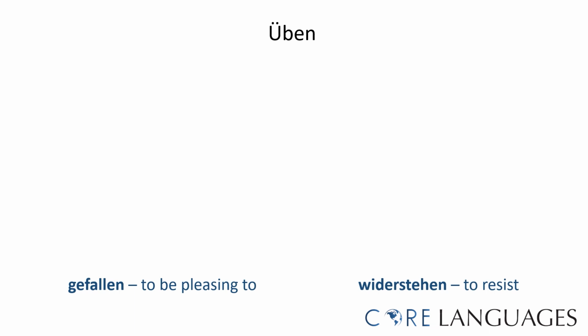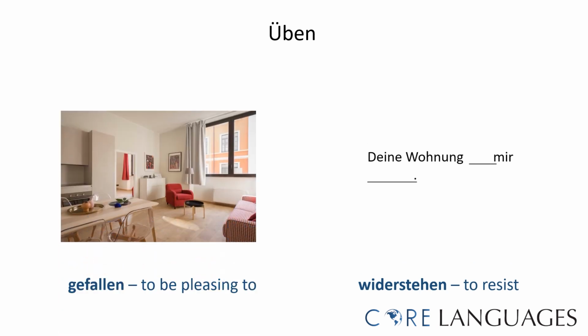Let's practice. Üben wir. Look at the following two pictures and sentences and form the present perfect of gefallen, to be pleasing to, and widerstehen, to resist. Deine Wohnung, mir. The correct verb is gefallen, and the sentence goes, Deine Wohnung hat mir gefallen. Your apartment was to my liking, or your apartment was pleasing to me, or simply, I liked your apartment.